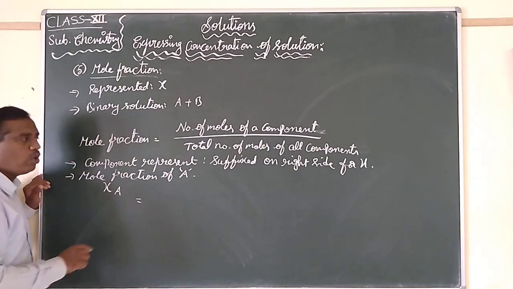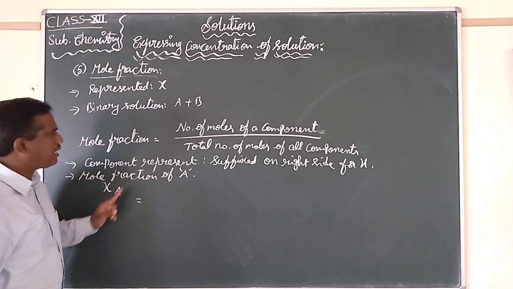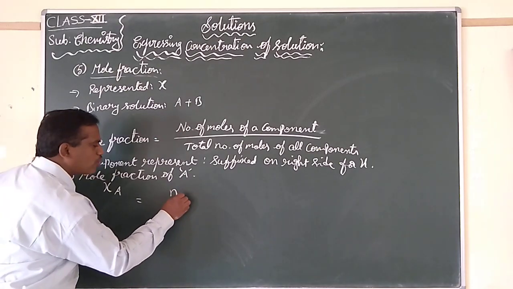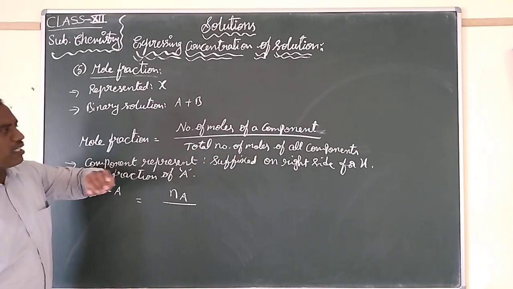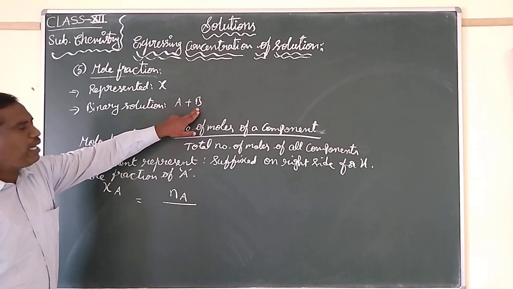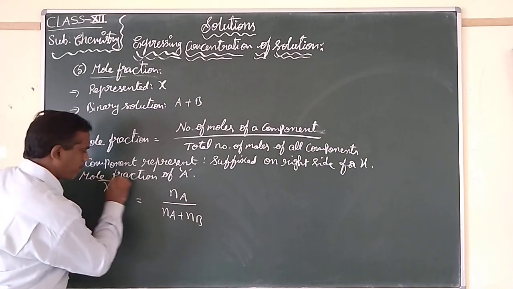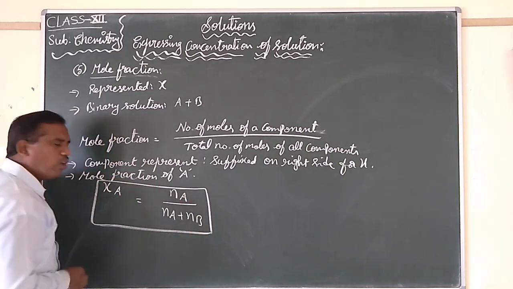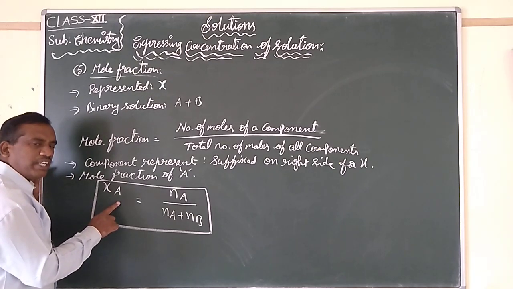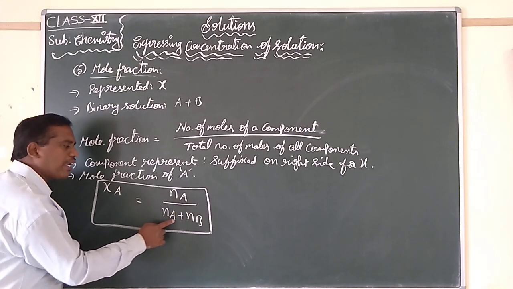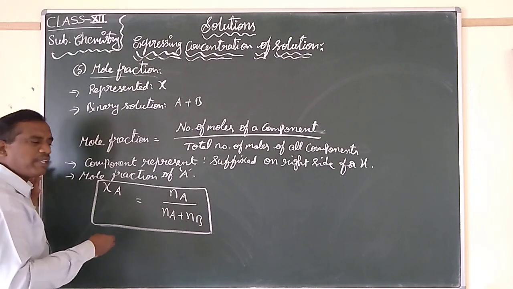How to calculate the mole fraction of A? XA is equal to the number of moles of the component, and which component are we discussing? A. So the number of moles of A by the total number of moles of all the components. How many components are present? A and B. So, number of moles of A plus number of moles of B. If you want to calculate the mole fraction of one of the components, we can express it as the number of moles of the component by the total number of moles of all the components in the solution.